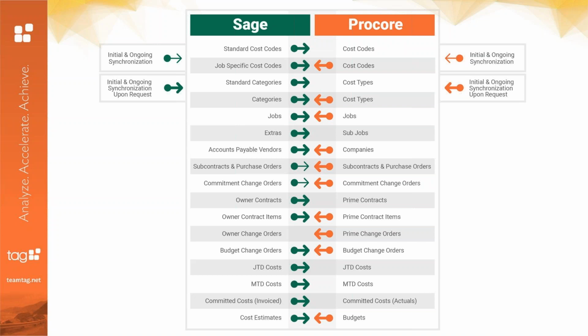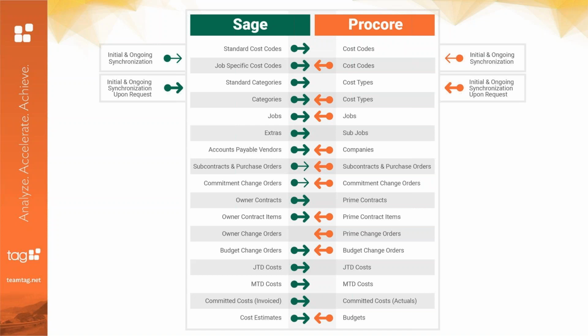I know this slide is a little bit busy for you, but what you're seeing on the right-hand side, of course, is Sage. And what we're specifying on this slide is these are items that we're actually pushing to Procore from Sage. Anything that you see pointed to the right over to Procore, those are items that, using our synchronization client, we're syncing directly into Procore.